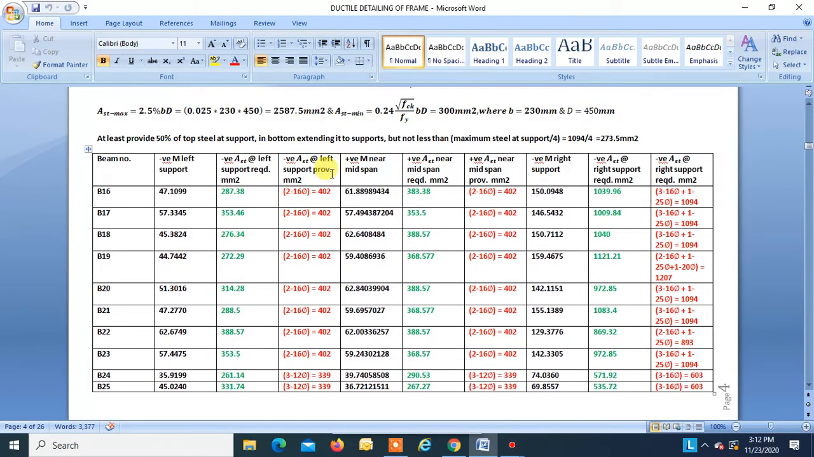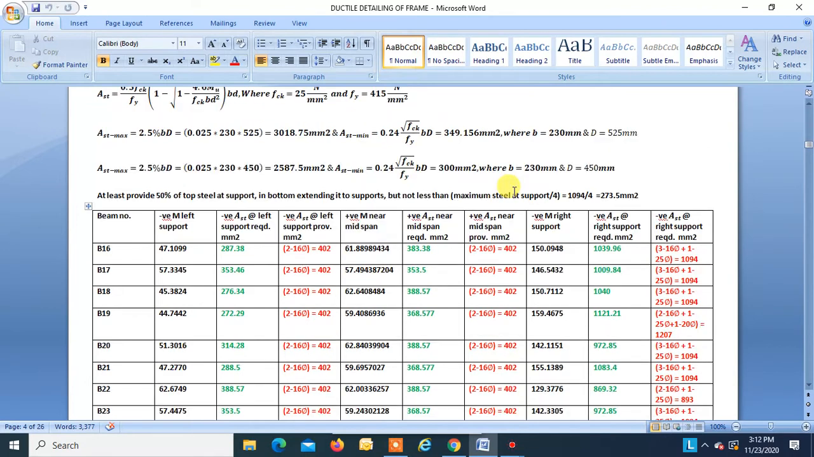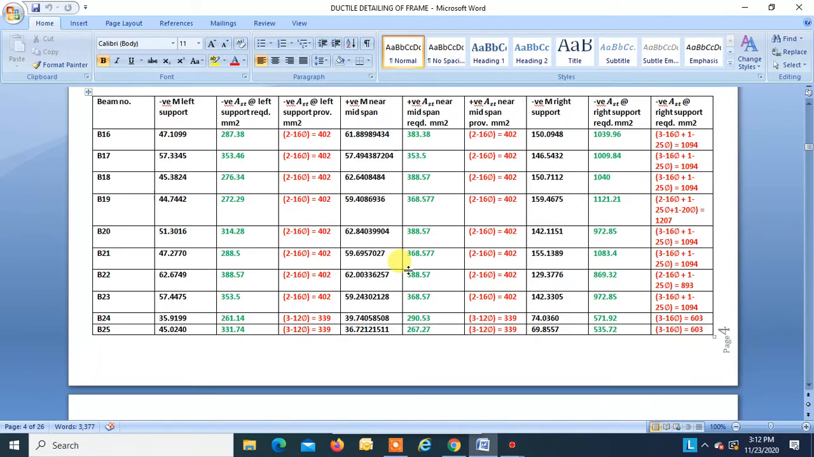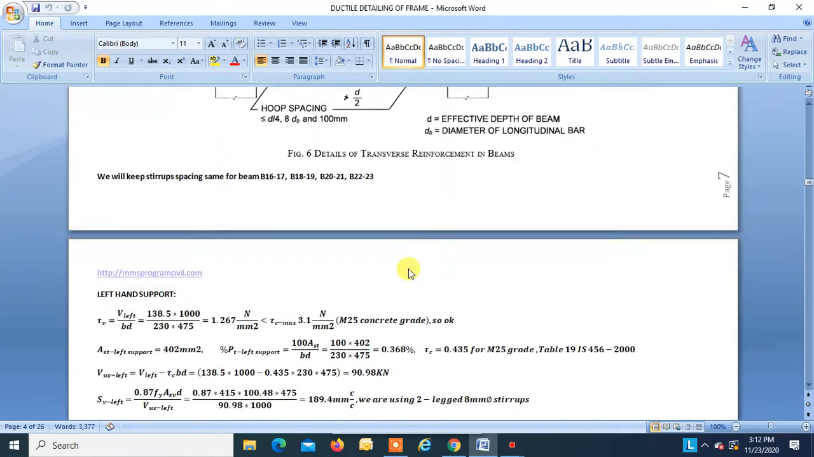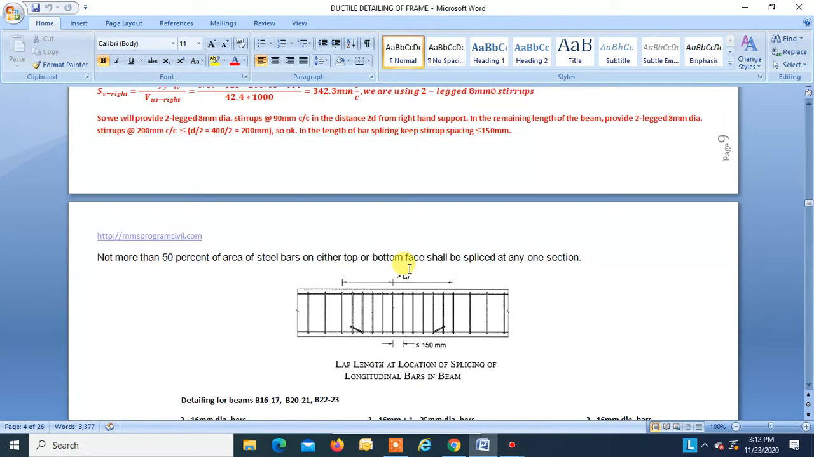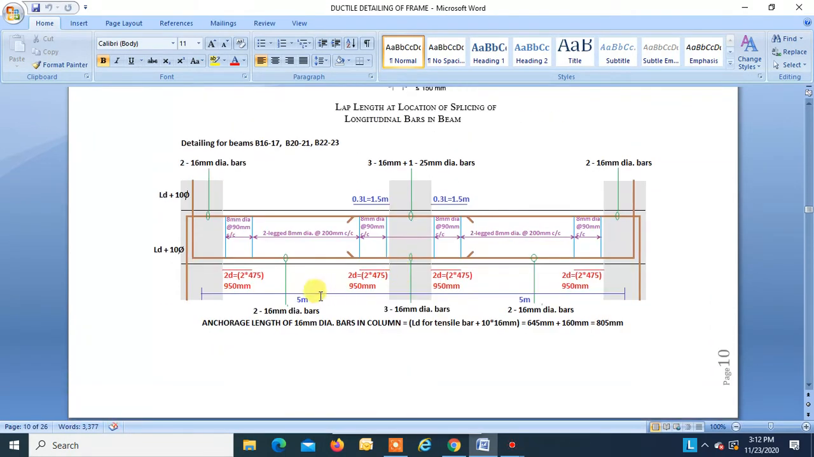Now coming to the positive steel, the steel required at the midspan. This is the required and this is provided. We are providing two 16 mm dia bars, that is area 402, which is greater than minimum and less than maximum. So this is the steel we have provided at the midspan, two 16 mm dia bars.